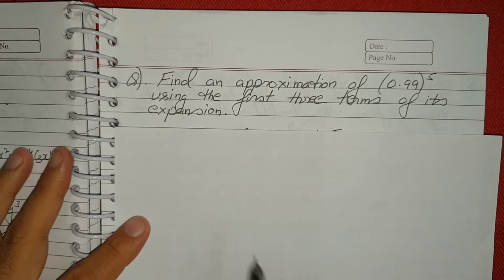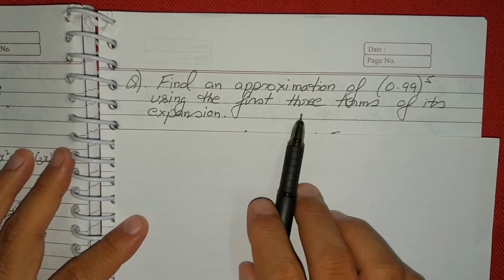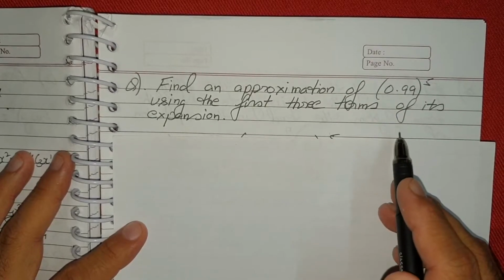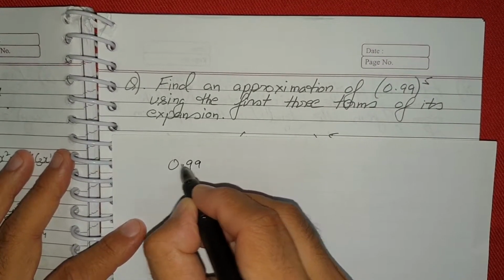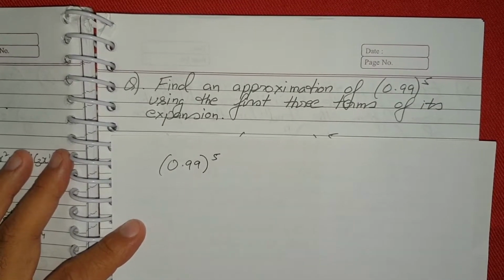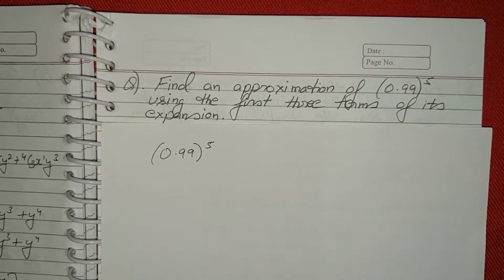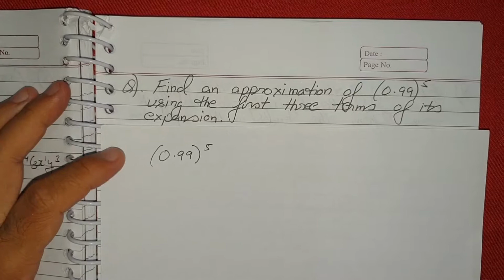So now the question is, find an approximation of 0.99 to the power 5 using the first 3 terms of its expansion. As you can see, it is 0.99 to the power 5. Though it will have 6 terms, according to the question we have to find the first 3 terms of the expansion, and then get the value using the first 3 terms of the expansion.